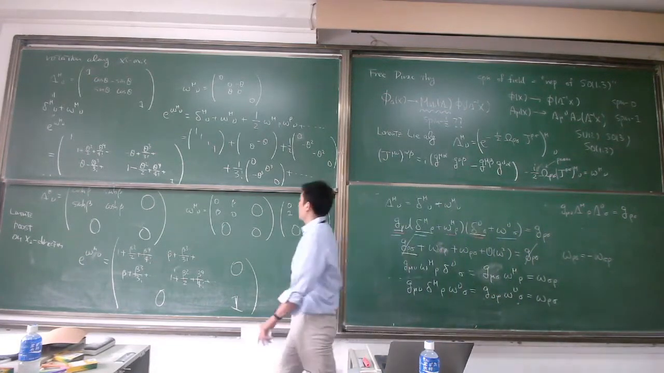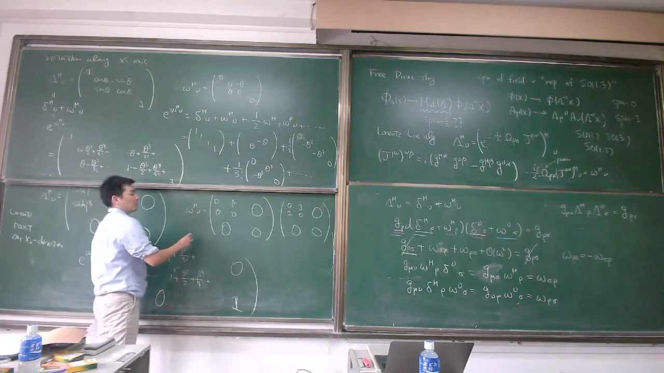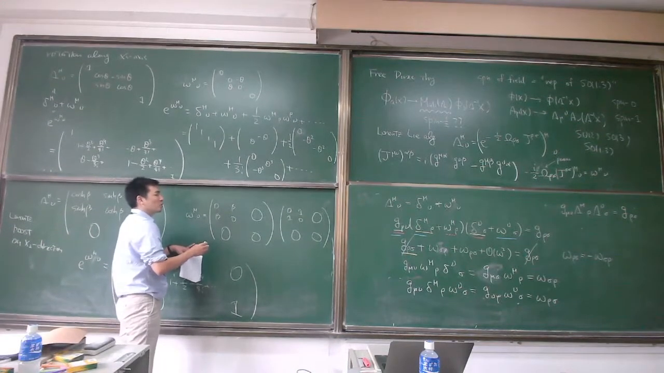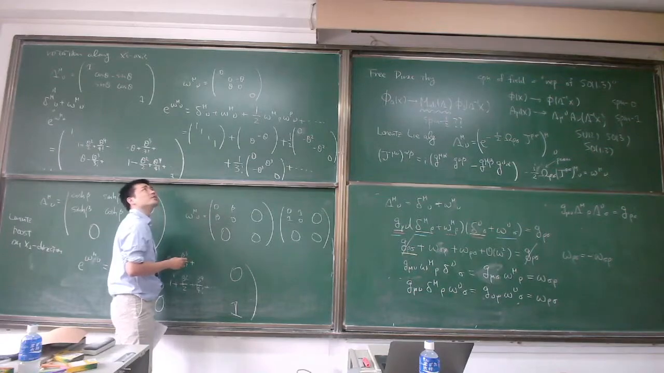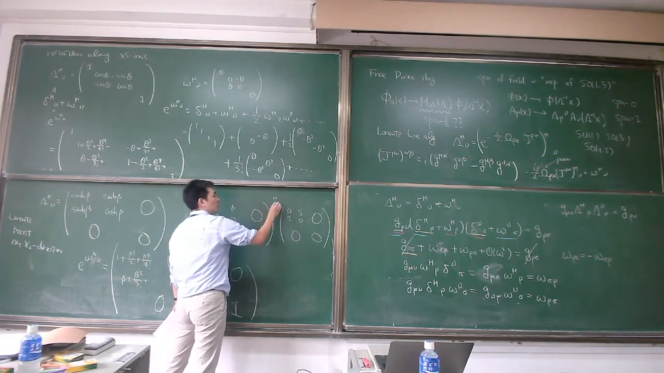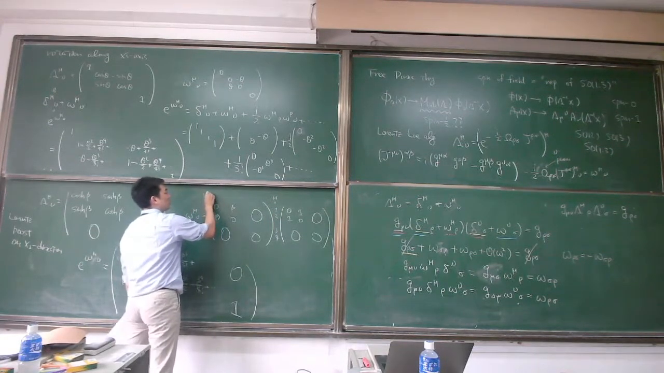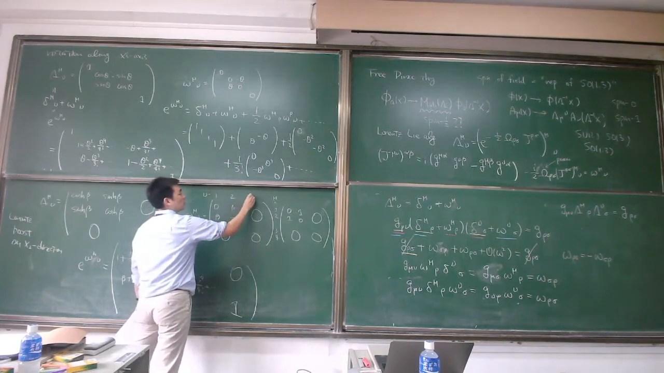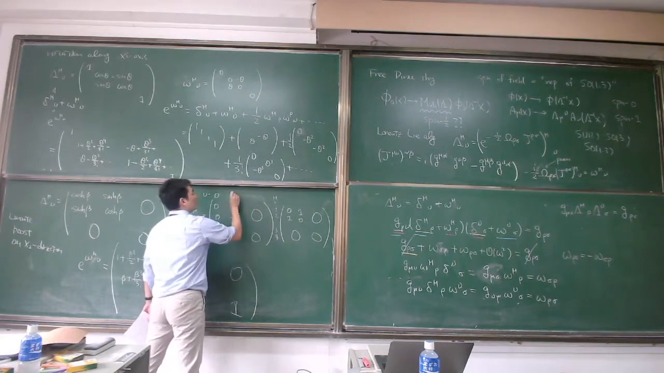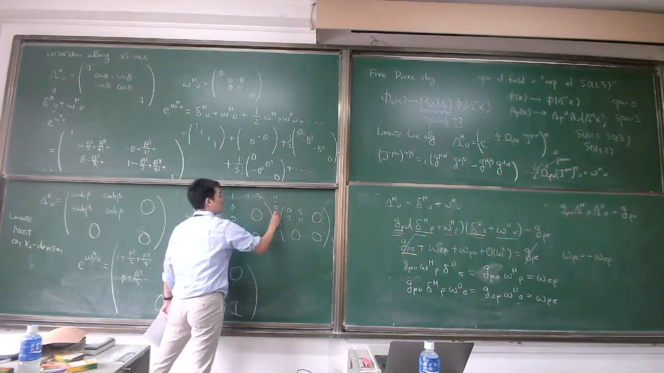So here, maybe it depends on how you notate. I don't know which way I would take. I think this mu is equal to 0, 1, 2, 3, and here nu is equal to 0, 1, 2, 3.